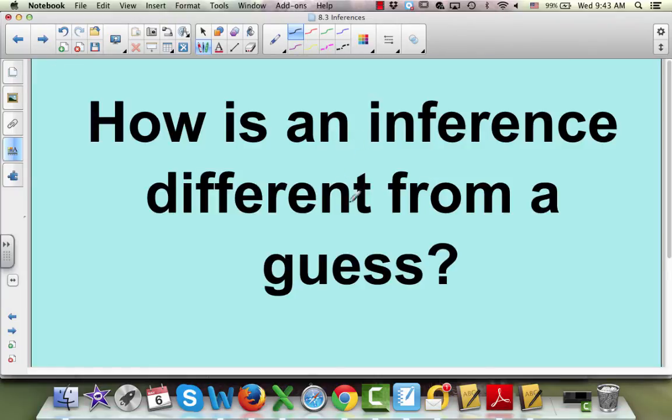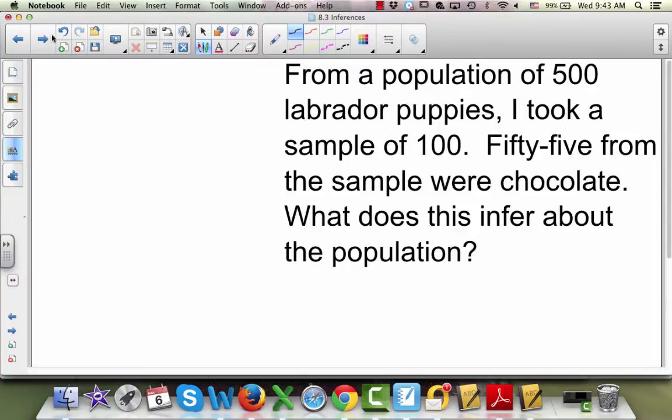How is an inference different from a guess? I mentioned this earlier. An inference is based on data that you've collected, and you make an informed prediction. A guess is just based on nothing. It's just how you feel, or maybe something like that.